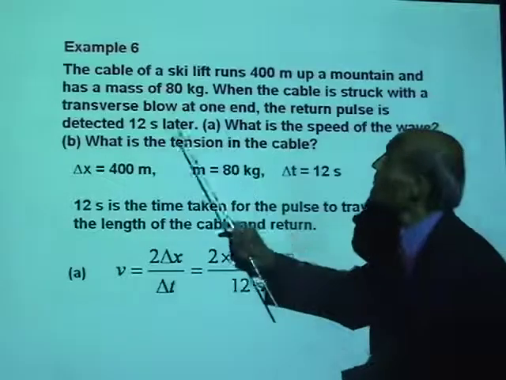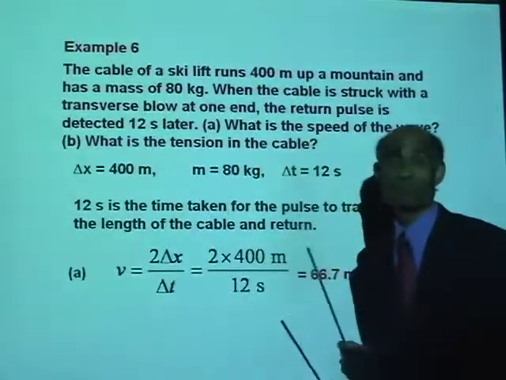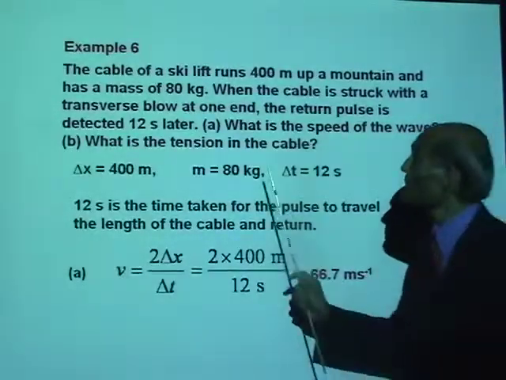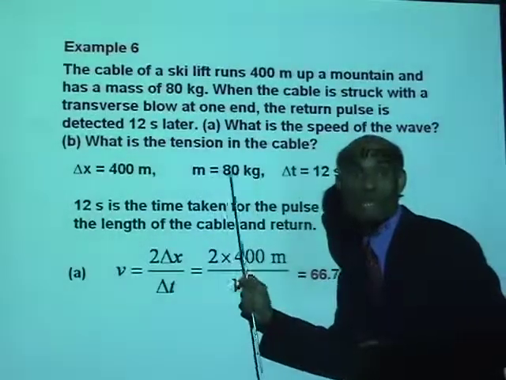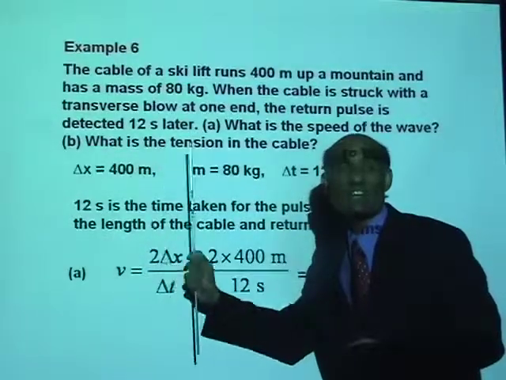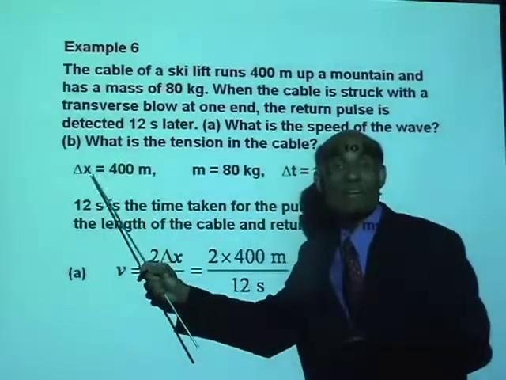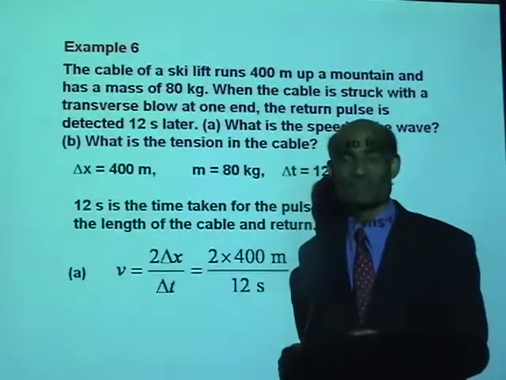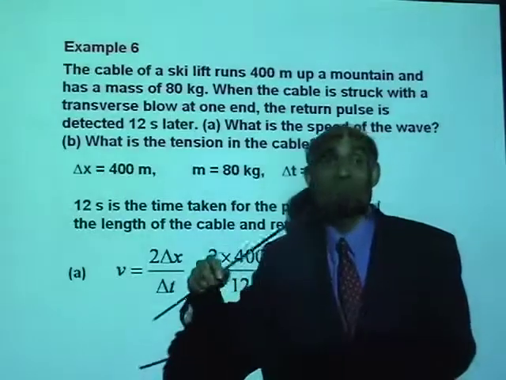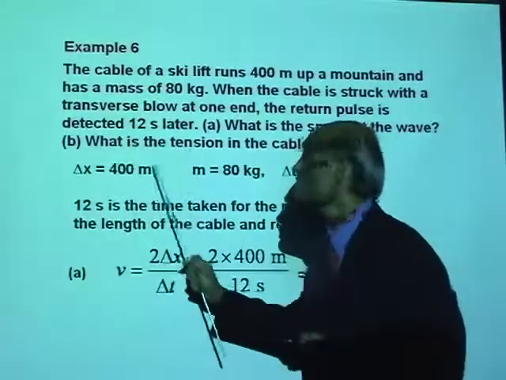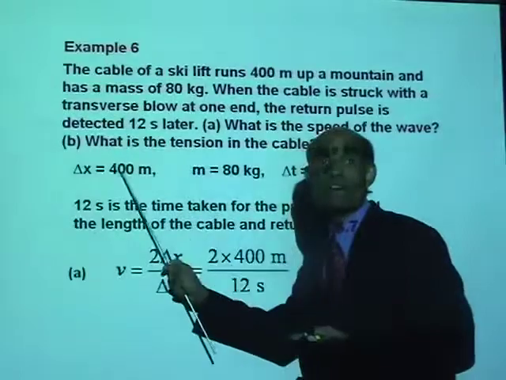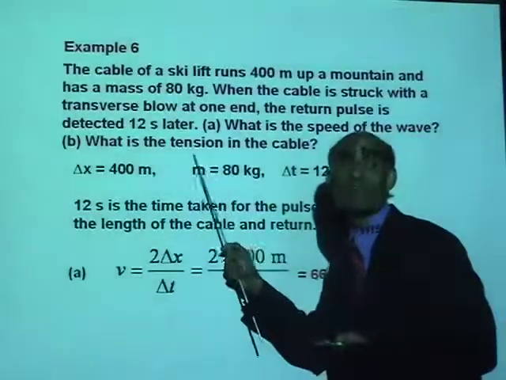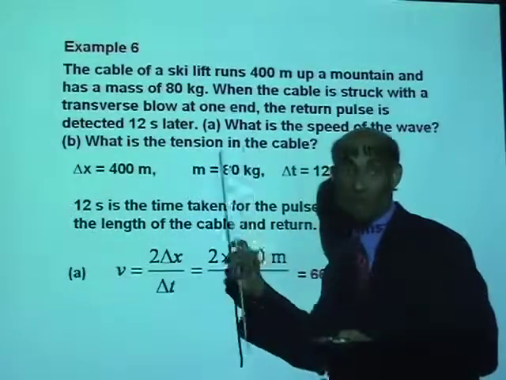Now, we need to find the tension in the cable. Now, how is that going to be? We know the speed, we know the mass of the cable, we know its length. If you know the mass and the length, what quantity can you obtain from there? You can obtain the mass per unit length. So you can find mu from these two values. We know the speed, therefore we can find the tension. Is that right? Okay, let's do that.